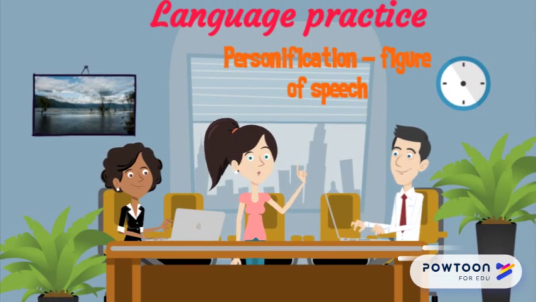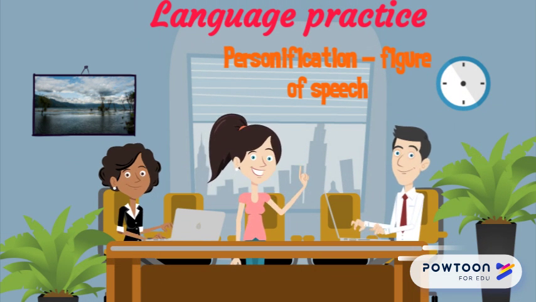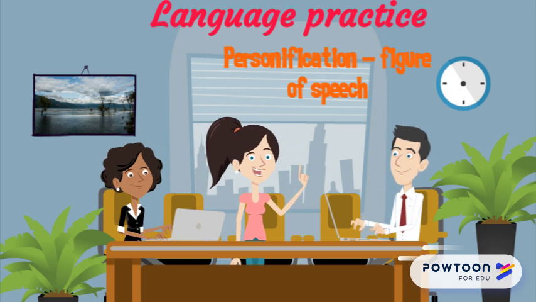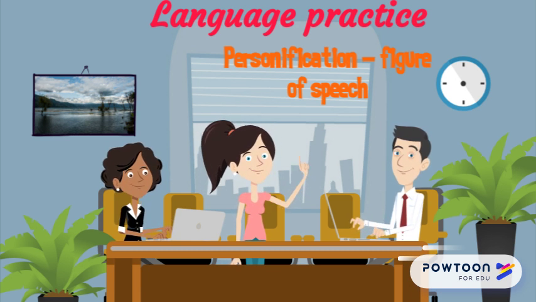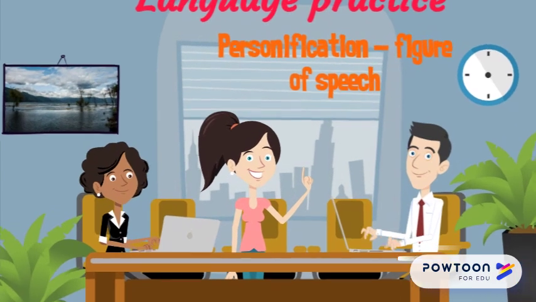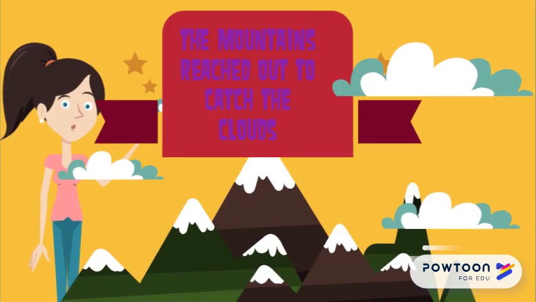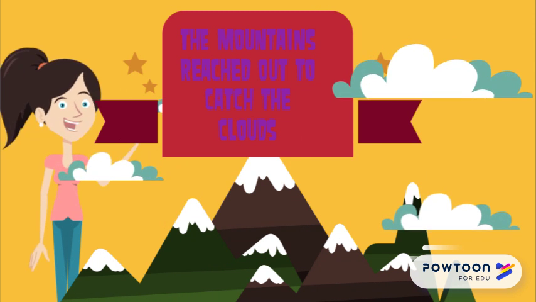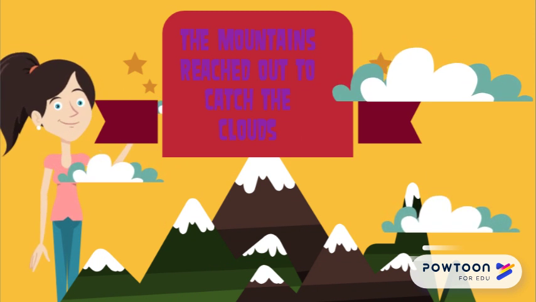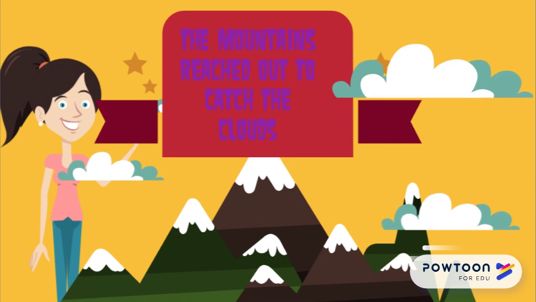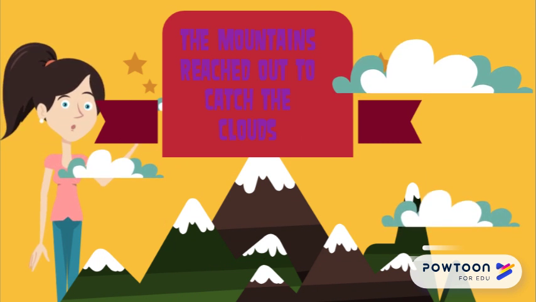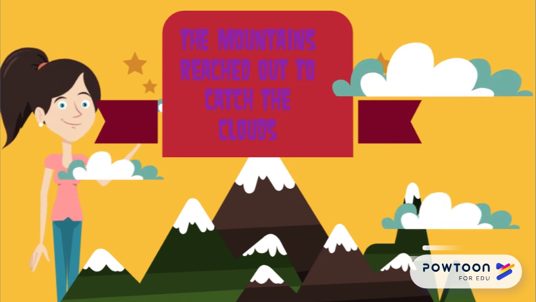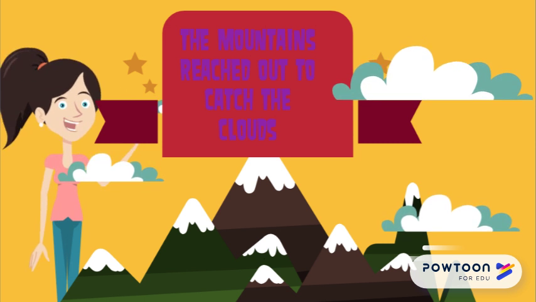Language practice. Let's look at personification, a figure of speech. Personification is when you give non-living things the characteristics of living things. For example, the mountains reached out to catch the clouds. Explain the meaning of the personification in these sentences. Number 1, the waves tickled the shoreline. Number 2, the grass whispered about the coming storm.